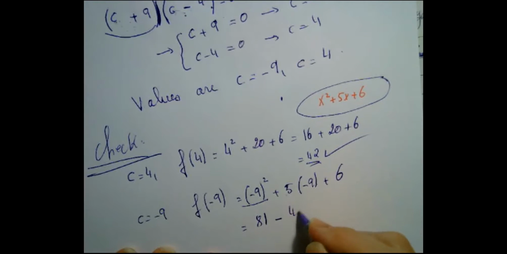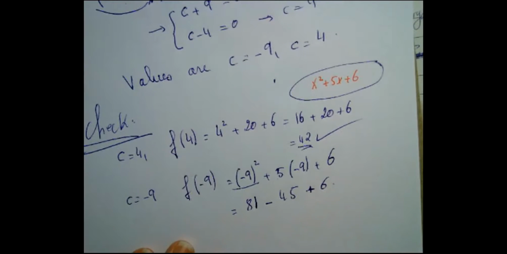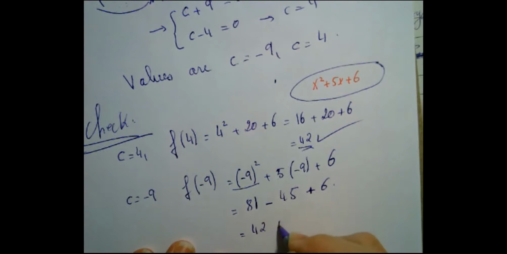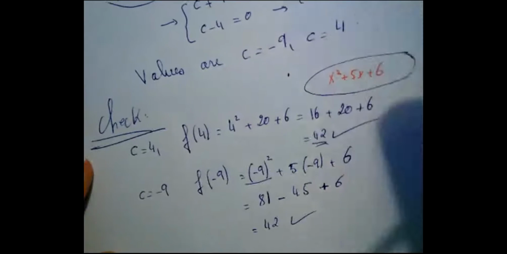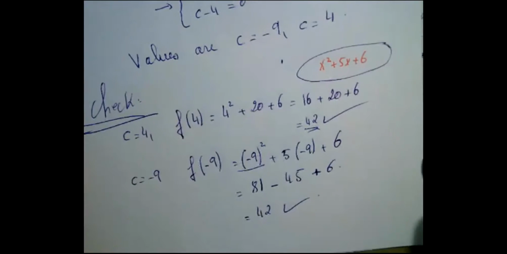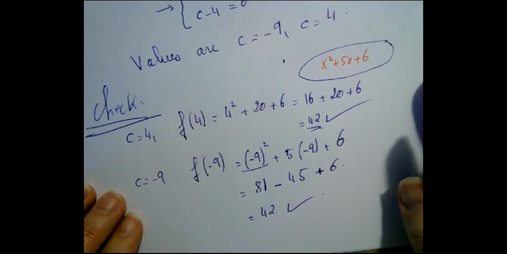9 times 4, 45 plus 6. And you can, if you want, plug those into a calculator. And I get, honest to goodness, 42. So my values are right. Those are the inputs I need to put in to give me an output of 42. Okay. Questions?